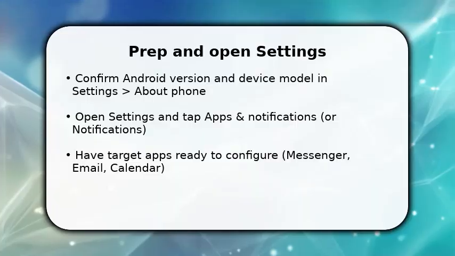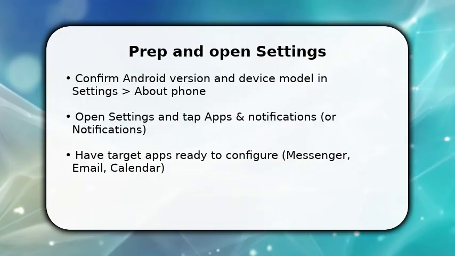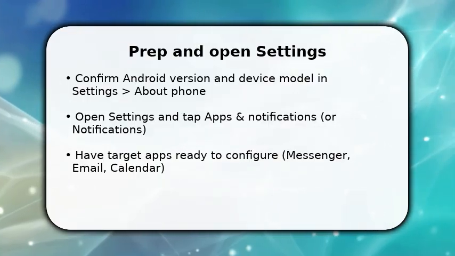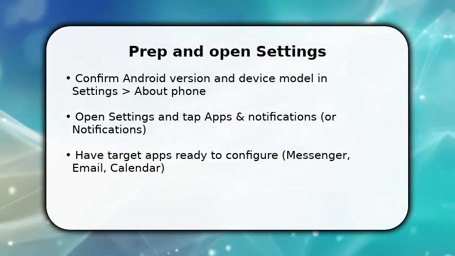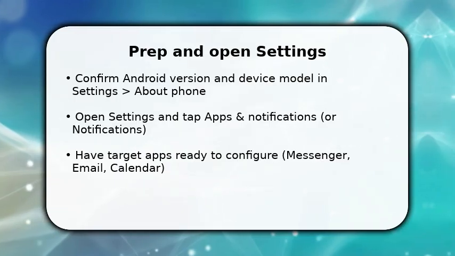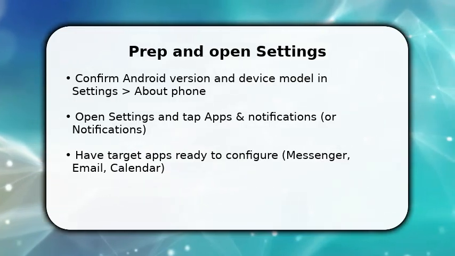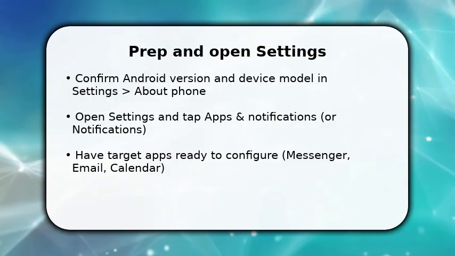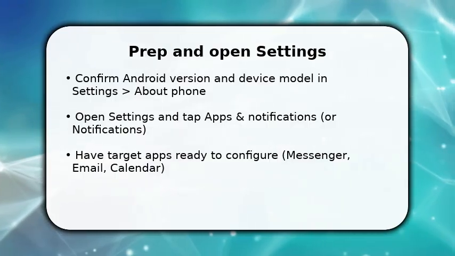Enjoy the video. You start by checking requirements, confirm Android version, and know which apps you'll separate. Open Settings and go to Apps and Notifications. That's where notification control lives. Tap Notifications to see global options. You'll act on each app next.